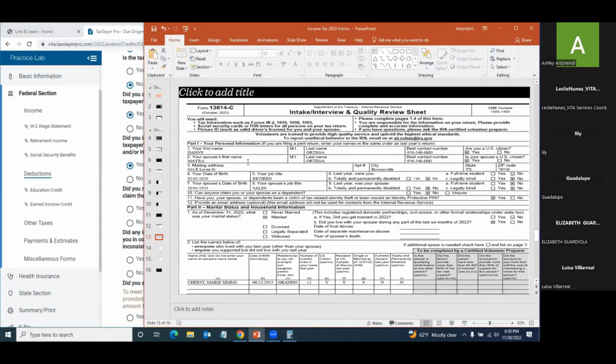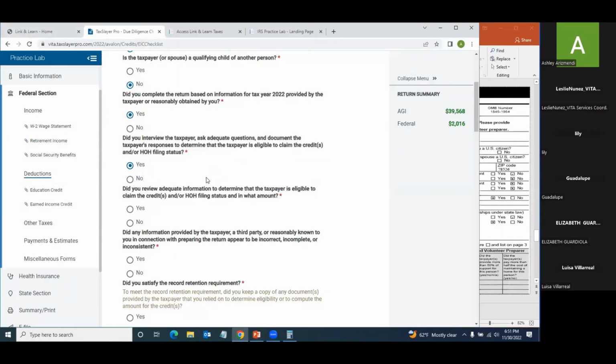Like this one would be married filing jointly, of course, because on part 2, it says marital status and household information. And we go by married. They lived with their spouse during the part of the 6 months of 2022. If yes, did you get married in 2022? No. So that's how we determined here.